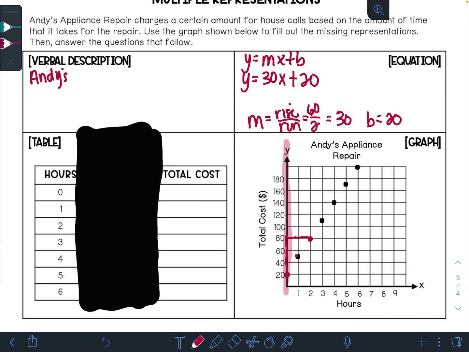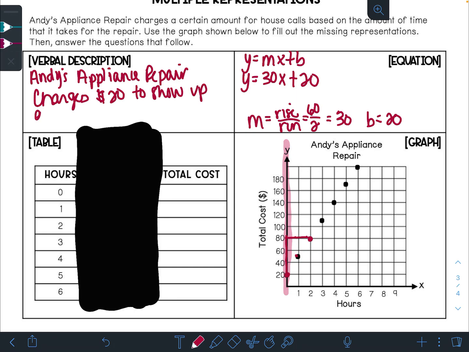So Andy's appliance repair charges $20 to show up and $30 per hour for repairs.